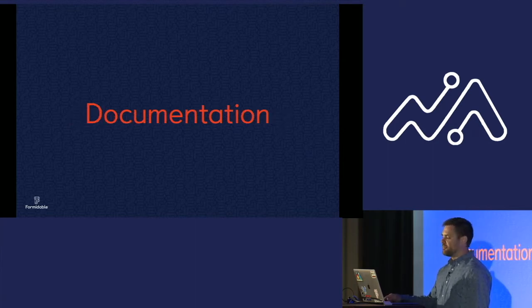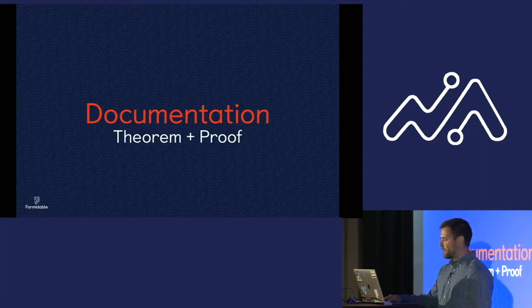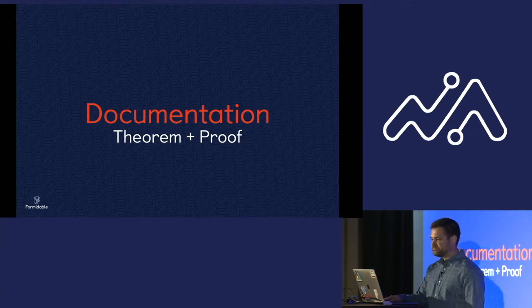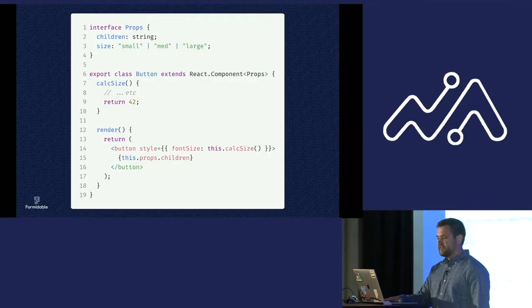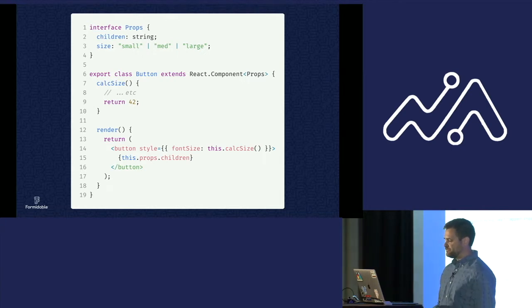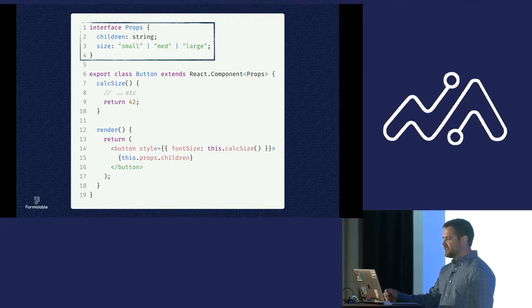They're also one of the best forms of documentation you can have. It forces you to think about the shape of your data up front and document how it works. The function signature is like a theorem, and the body is the proof. Here's a simple React component. Any consumers of this component can see what props it accepts, and it's enforced by the compiler.